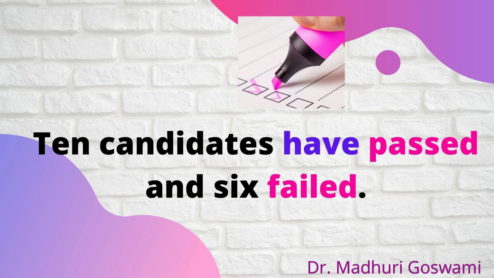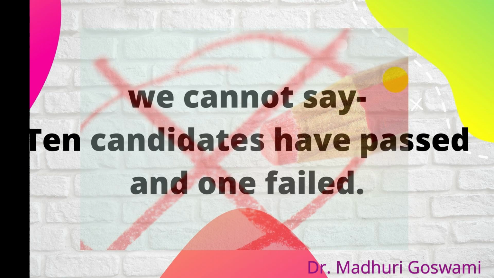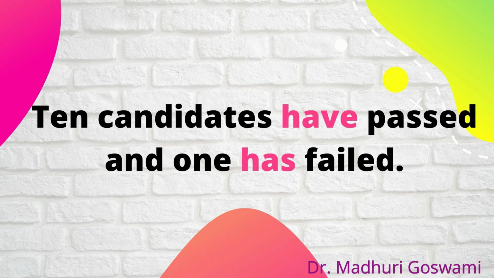So it is okay to say 10 candidates have passed and 6 failed. But we cannot say 10 candidates have passed and 1 failed. This is not permissible to say. Why so? Because in this sentence we have two different subjects. 10 candidates, that is plural, and it takes the helping verb have. And the other subject is 1 and that is singular, so it will take has. So we should say 10 candidates have passed and 1 has failed.